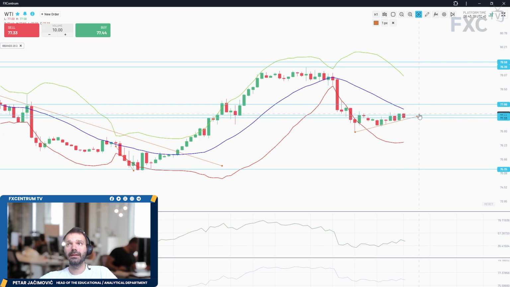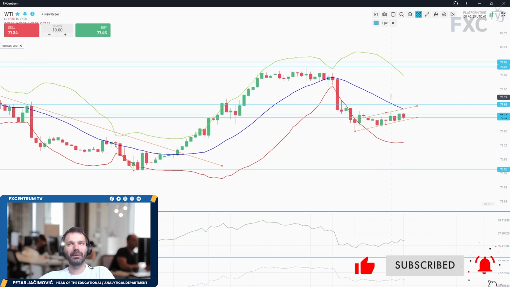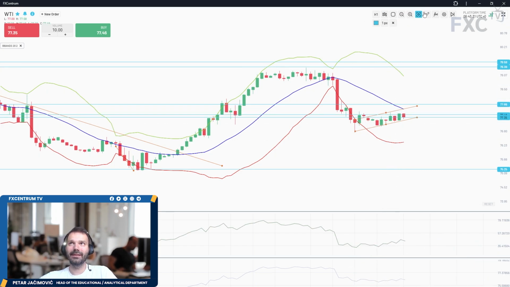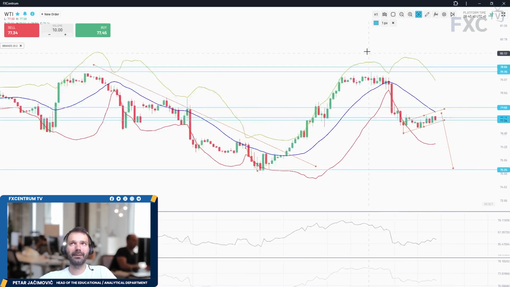So you can also use this tool, for example. Go here, use the channeling mode. Go here and just put like this. So you can see that we're building more like a bear flag. So in case of the rebreak to the downside, there will be a chance for a further drop towards 75.30 because that's the low that we had in the background.